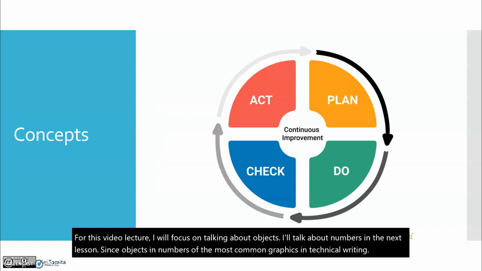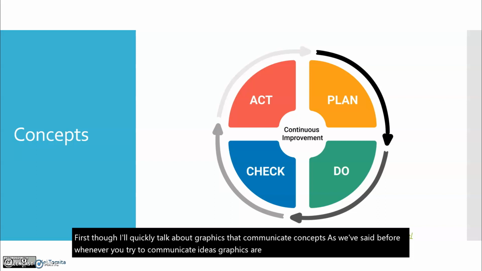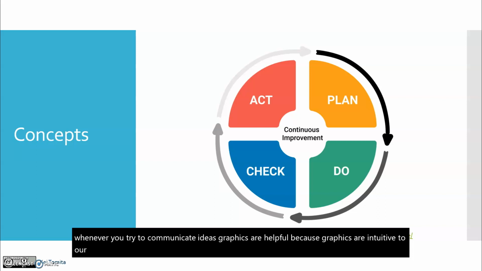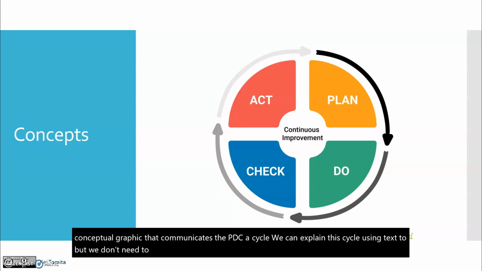First, though, I'll quickly talk about graphics that communicate concepts. As we've said before, whenever you try to communicate ideas, graphics are helpful because graphics are intuitive to our brains. We can communicate even intangible concepts by graphics. For example, here's a conceptual graphic that communicates the PDCA cycle. We can explain this cycle using text too, but we don't need to because this single graphic communicates a lot. By just glancing at this graphic, we can immediately understand it's a cyclical process that repeats without end.